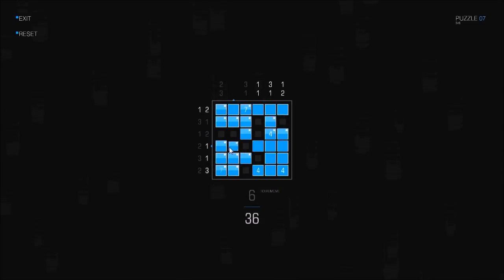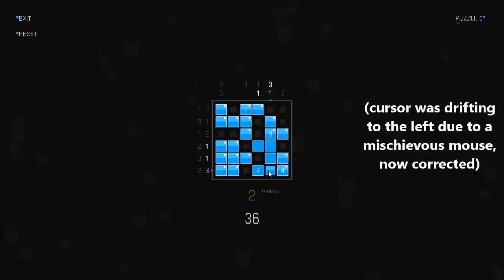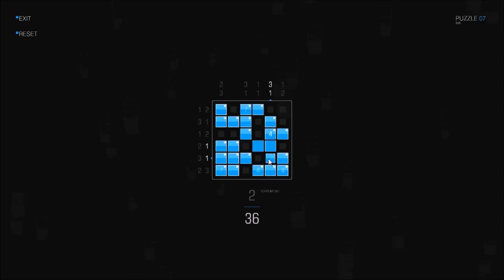Left 1. Up 3. Clear. Right 2. Mark. Right 1. Clear. Right 1. Clear. Down 3. Clear. Down 1. Mark. Down 1. Mark. Left 1. Mark. Left 1. Mark. Upright 1. Clear. Up 1. Mark. Left 1. Clear.